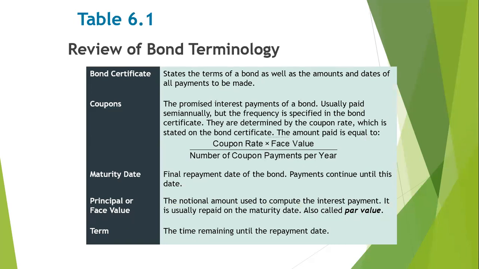Here is just a table of the review of bond terminology. You have the bond certificate, which states the term of a bond as well as the amounts and dates of all payments to be made. The coupons are the promised interest payments of a bond, usually paid semi-annually, but the frequency is specified in the bond certificate. They are determined by the coupon rate, which is stated on the bond certificate. So the amount paid is equal to coupon rate times the face value over the number of coupon payments per year. The maturity date is the final repayment date of the bond.